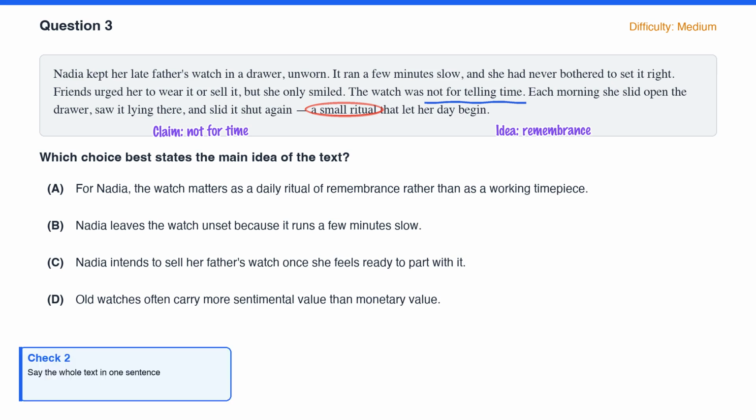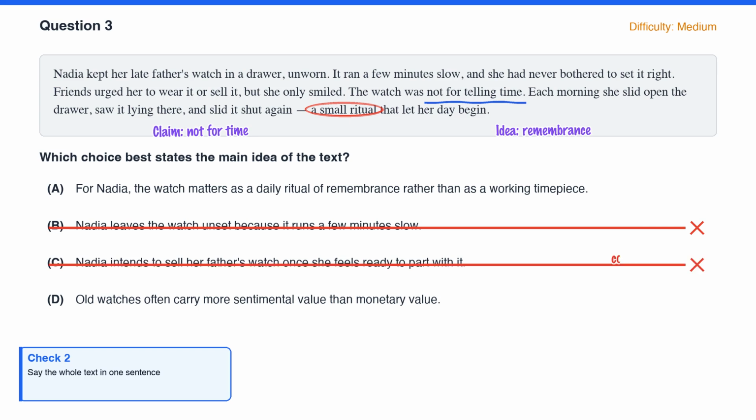The choices. B says Nadia leaves the watch unset because it runs slow. That treats a passing detail as the point, and the reasoning is off too. Scratch it. C says she plans to sell it once she's ready. Friends urge her to sell and she only smiles. The text points the other way.